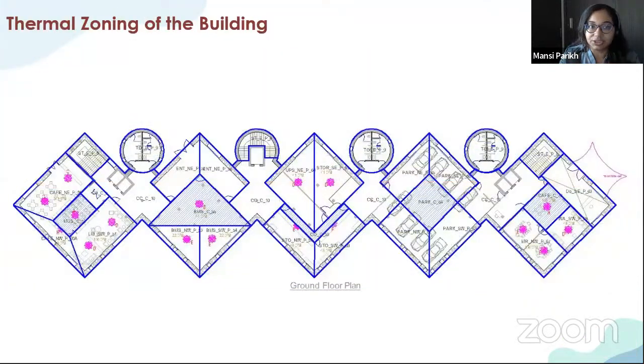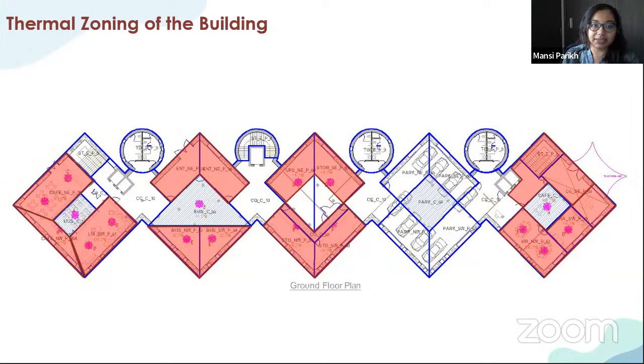After the load calculations are done for this particular project, we checked for the zoning of the building. Thermal zones are defined by the location where they are located in a particular space. They are dependent on the temperature, humidity. They have to be defined in a particular way. As you can see, there are two kinds of thermal zones, more or less: perimeter zones and core zones.